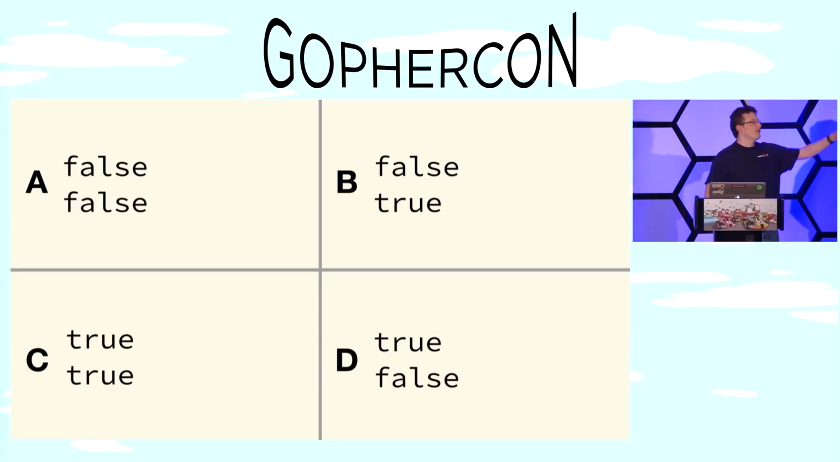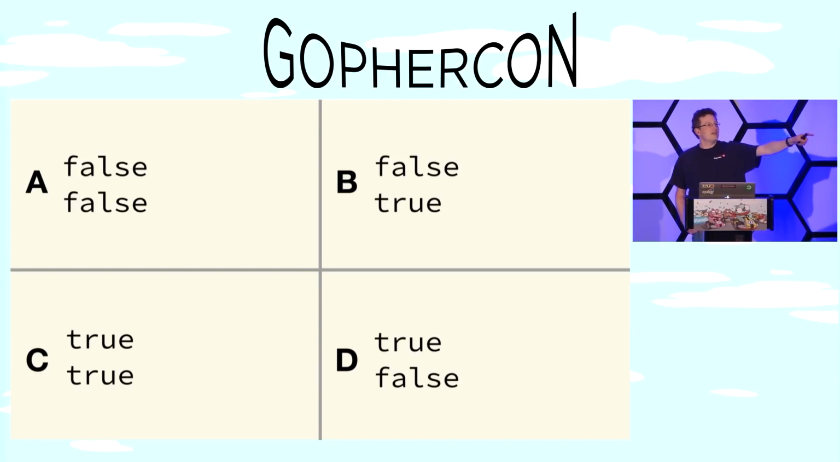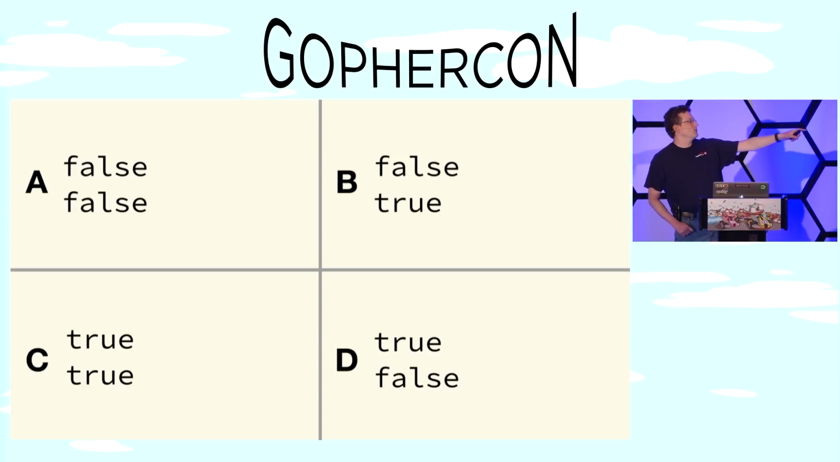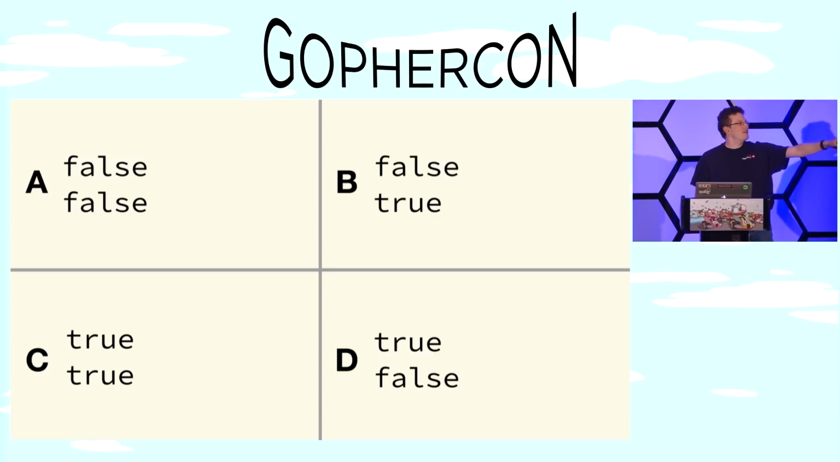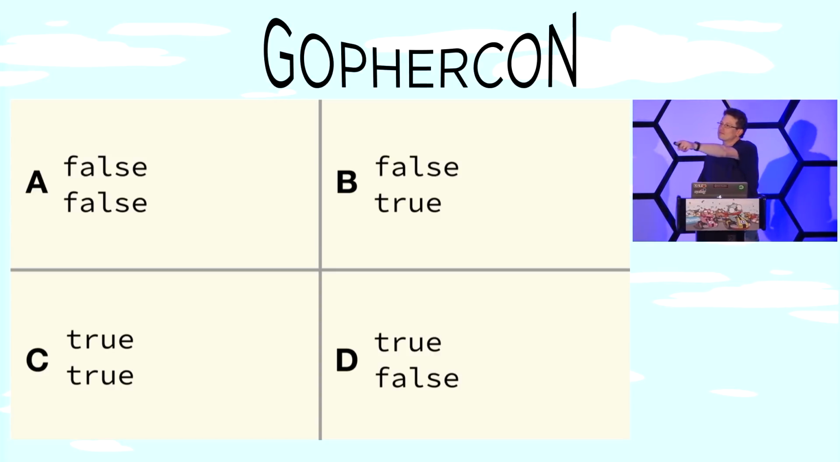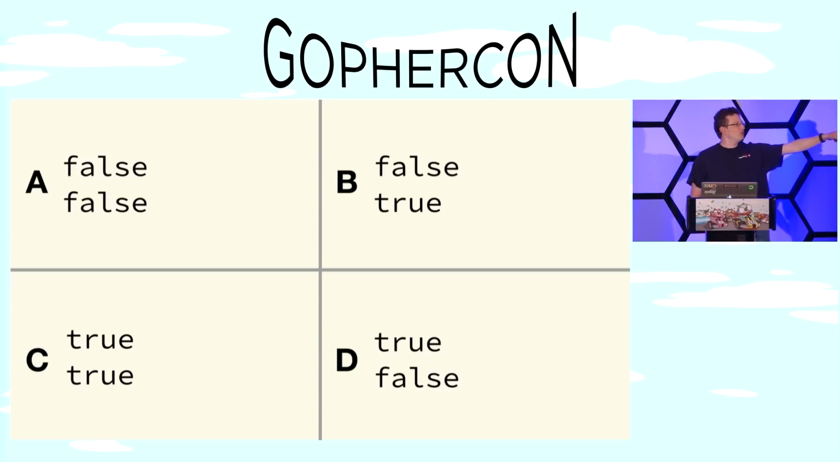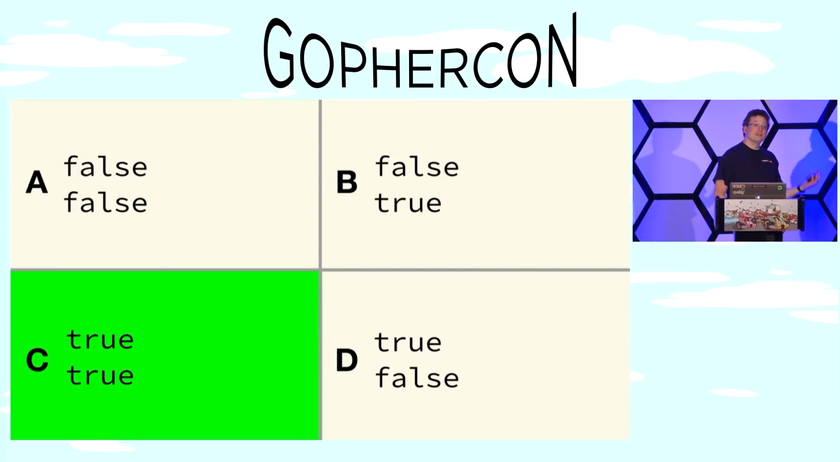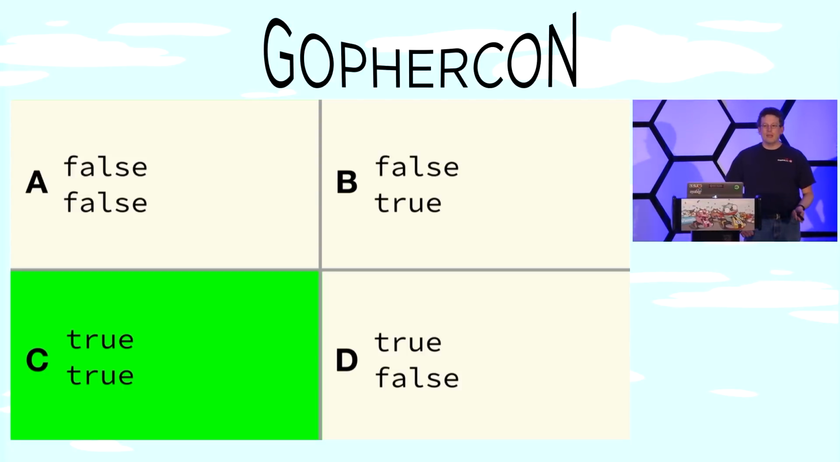Does it print out A, false and false, where error is non-nil inside of error1 and in main? Okay, B is print out false and true, where error is non-nil inside of error1 and then magically nil inside of main. Okay, C, does it print out true and true, where error is nil inside of error1 and it is nil back in main? All right, good. And D is it print out true and false, where error is nil inside of error1 but is non-nil in main? All right, well, the correct answer is C. It prints out true and true. So error is nil inside of error1. Error is nil when we return back to main.